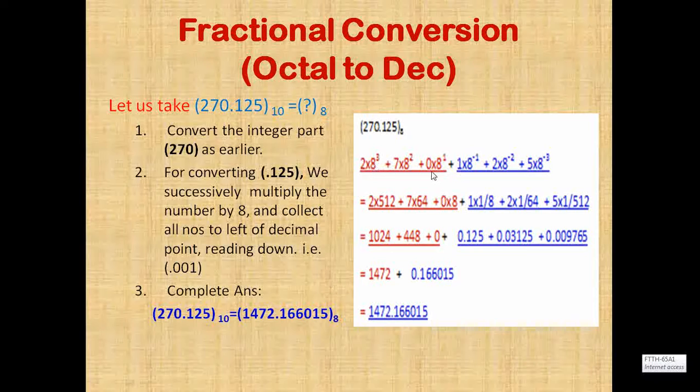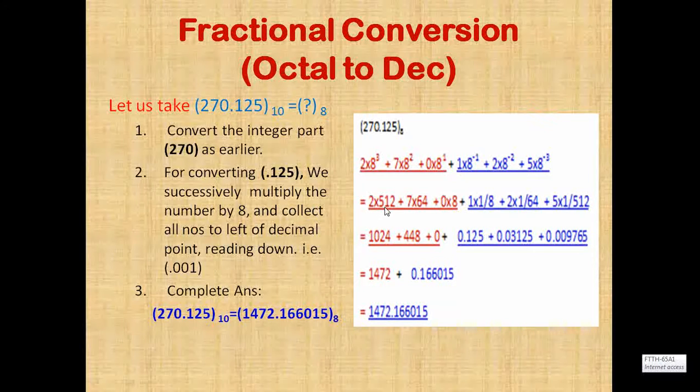Okay, now we'll solve this equation. 8 to the power 3 becomes 512. So it is 2 into 512. 8 to the power 2 is 64, 7 into 64, and 0 into 8 to the power 1 is 8 into 0. And here it is 1 into 8 to the power -1, which becomes 1 by 8. 2 into 8 to the power -2 becomes 1 by 8 to the power 2, and 8 to the power 2 is 64. So it becomes 1 upon 64. 5 into 8 to the power -3. 8 to the power -3 becomes 1 upon 8 to the power 3, and 8 to the power 3 becomes 512.